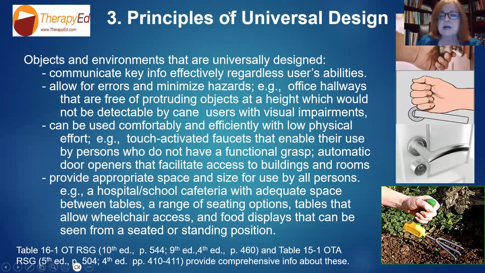Principles of universal design. Again, this is not universal design. This is universal design. This is universal design. Okay. Things that communicate key information effectively, regardless of the user's ability. Things that allow for errors and minimize hazards, like office hallways that are free of protruding objects at a height.